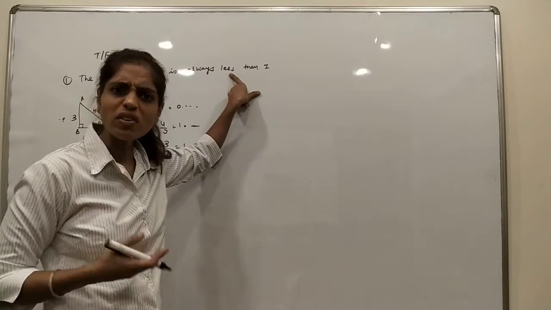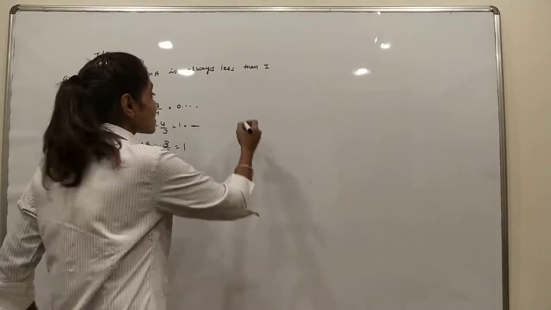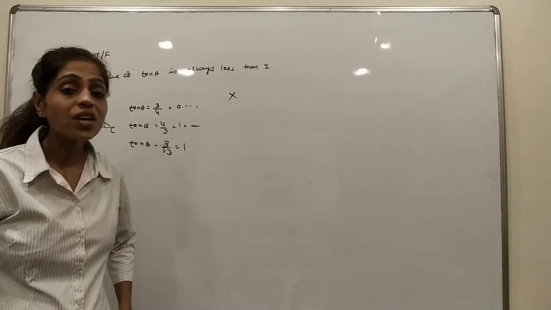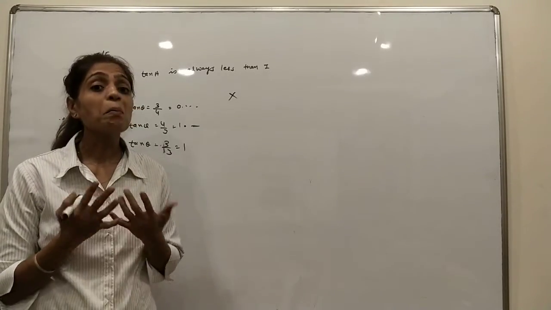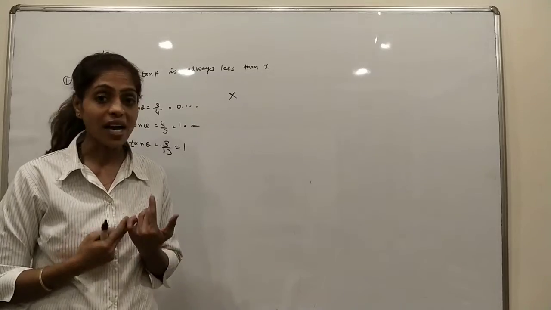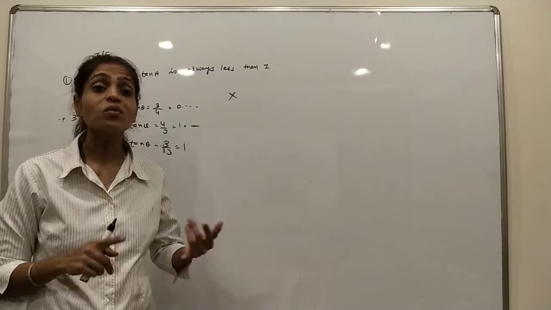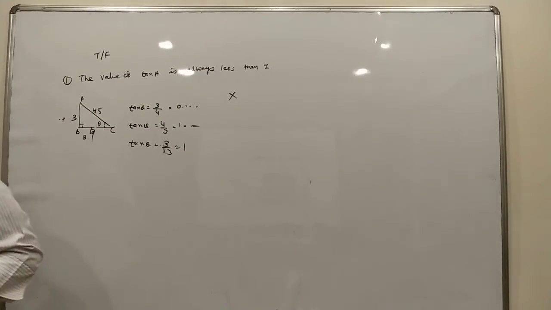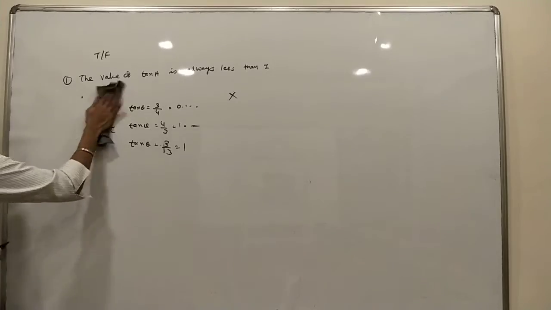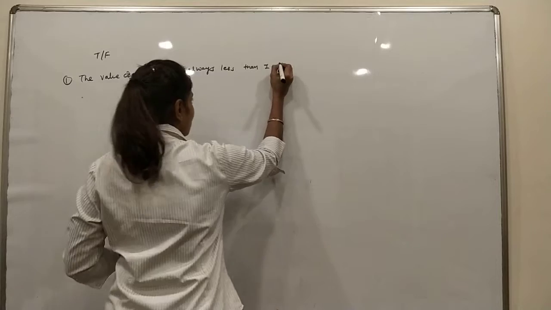Is the statement, always less than 1, true? No, it might be 1 or might be more than 1. So the statement is false. The reason is the tan theta value may be 1 if it is an isosceles right angle triangle and may be more than 1 when perpendicular is more than base. Okay? So the first statement is false.